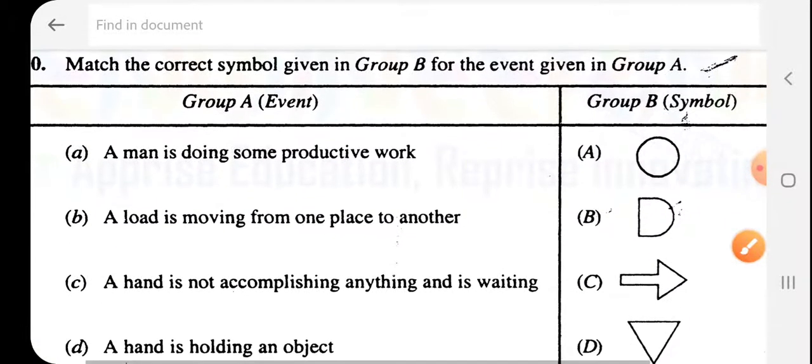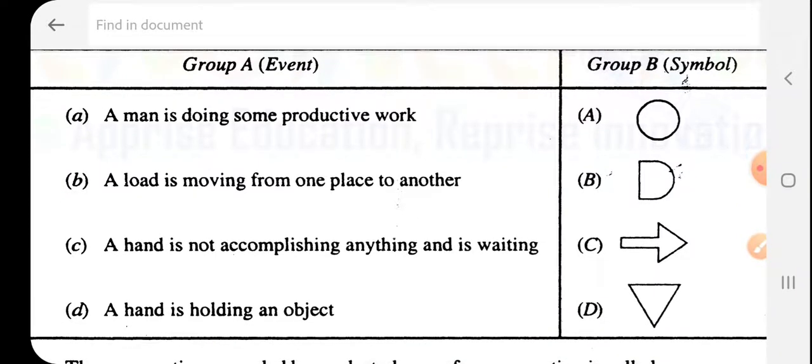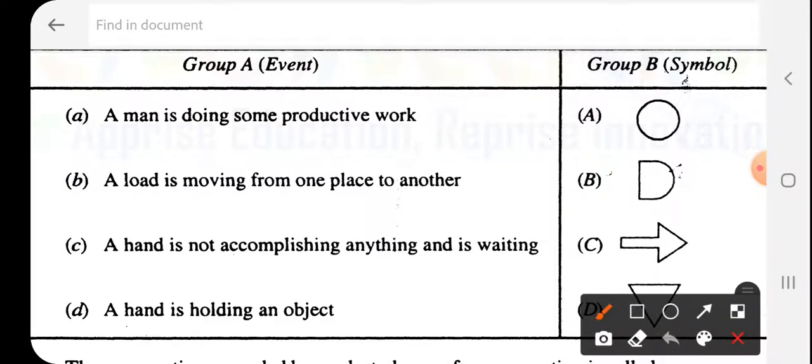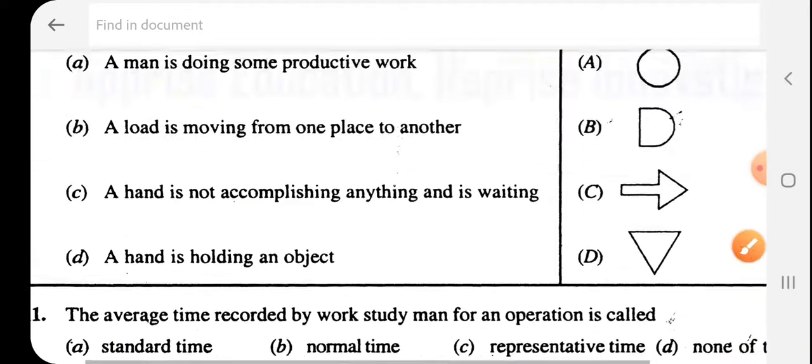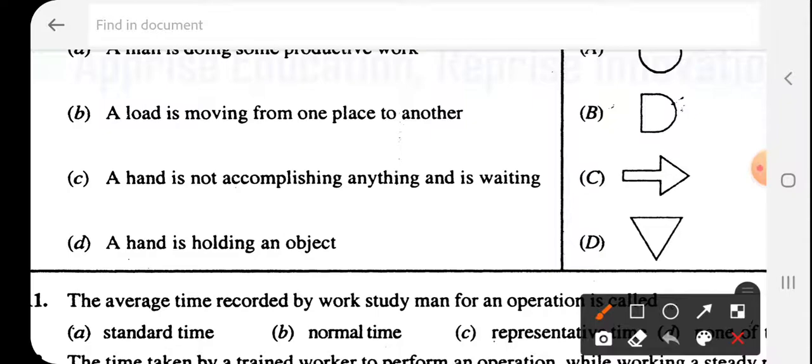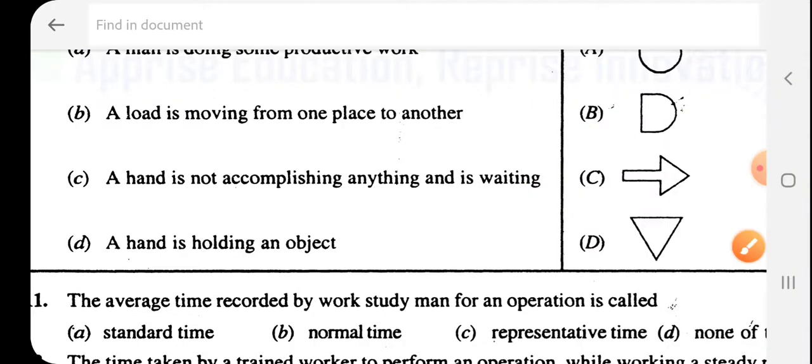Okay, match the following. This one we have to match. This we already did. Now you tell me, a man doing some productive work, that we call an operation. A load moving from one place to another, that we call transportation. Hand not accomplishing anything, is waiting, that means delay. Next, holding an object, holding means storage. So that is the D. Okay. So this key is ACDB, BD.